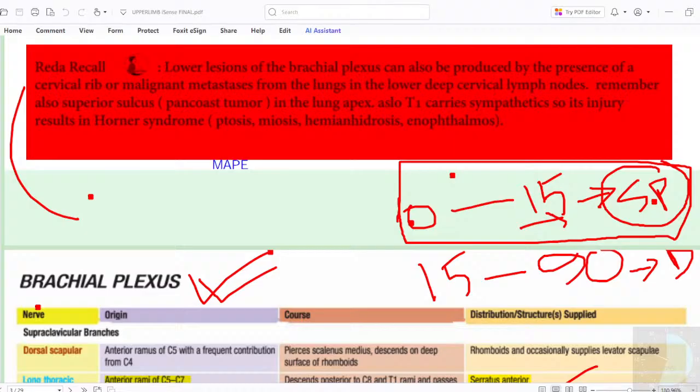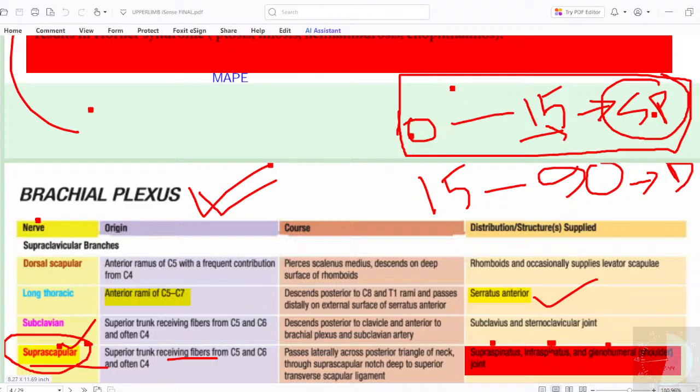So the median nerve arises from which root value? C8 to T1. Which roots? The median has two roots, the medial and the lateral cord.